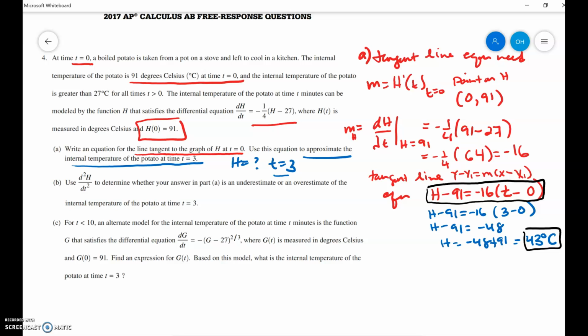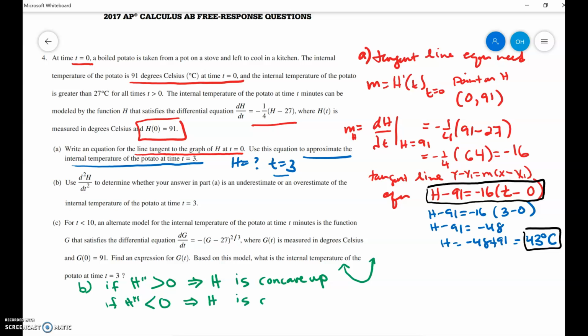Okay, so for part B, if h double prime is greater than 0, that implies that h is concave up, which would look something like this. Whichever side, it really doesn't matter. Okay, and if h double prime is negative, then that implies that h is concave down, which looks like this. And remember, our tangent line is approximating the value on the curve. Either this is my curve or this is my curve. So it doesn't matter where I draw my tangent line.